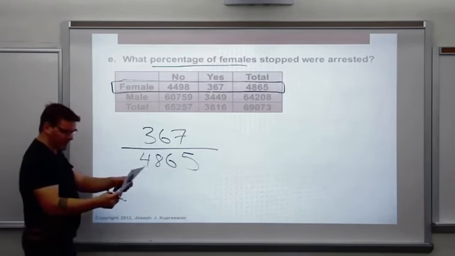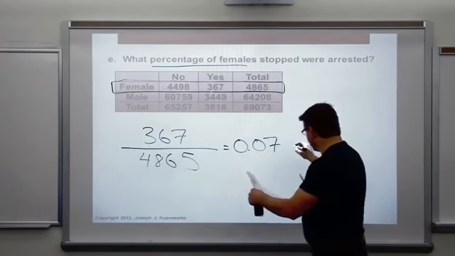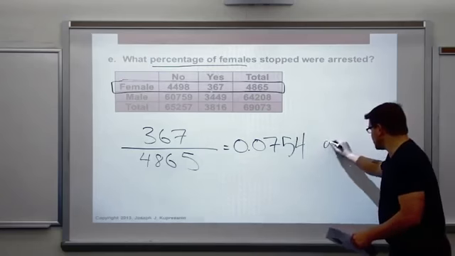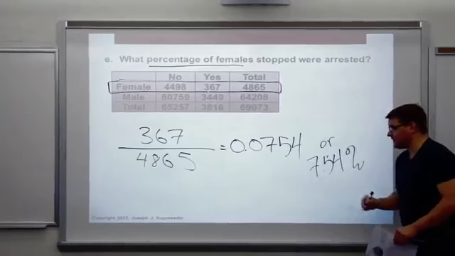367 over 4,865, that's about 7%. Equals 0.754. And of course we know instantly this is 7.54%.